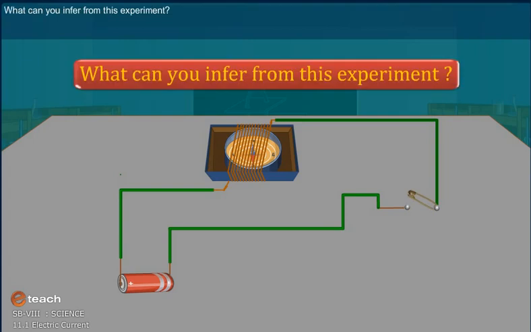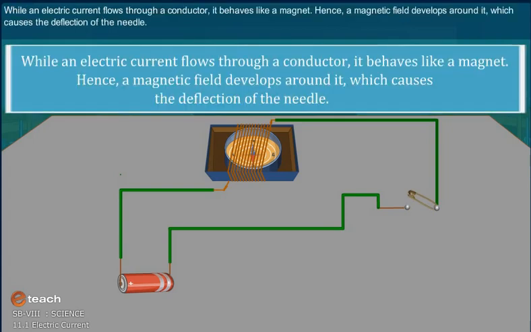What can you infer from this experiment? While an electric current flows through a conductor, it behaves like a magnet. Hence, a magnetic field develops around it, which causes the deflection of the needle.